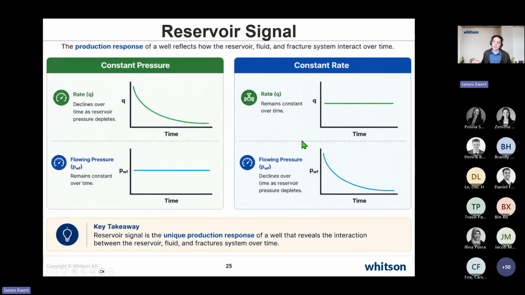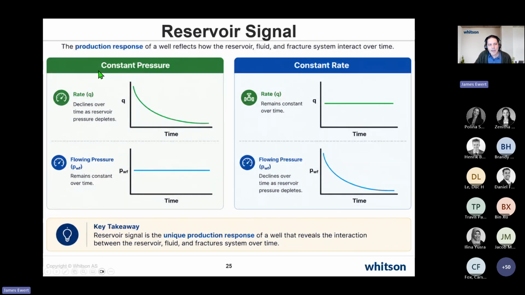Okay, now I talked about reservoir signal just a moment ago. I'm going to be very clear as to what I'm talking about. There's two idealized cases for reservoir signal. There's the constant pressure case, which I have on the left-hand side, and constant rate. What I'm saying to you is that if you take the pressure at the bottom of the well and you held it constant, so PWF is wellbore flowing pressure, right? The pressure at the bottom of the well, you hold that constant for a short amount of time.